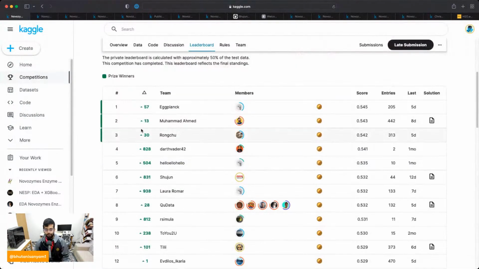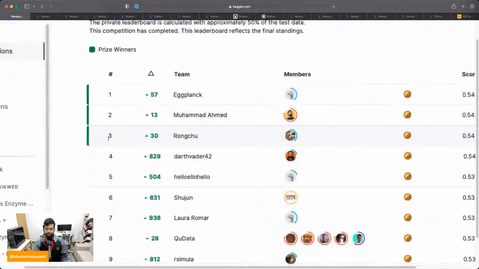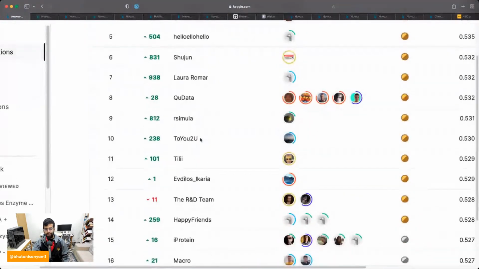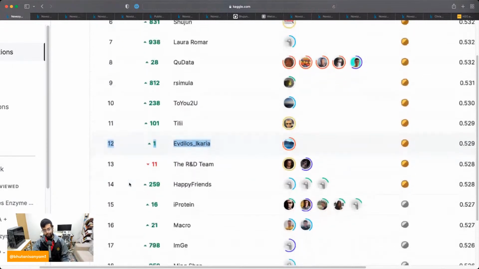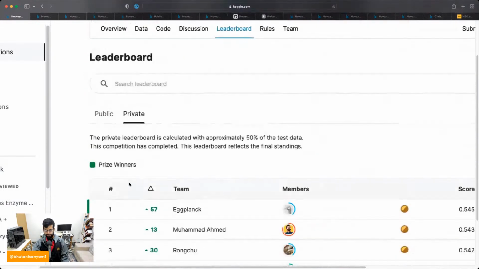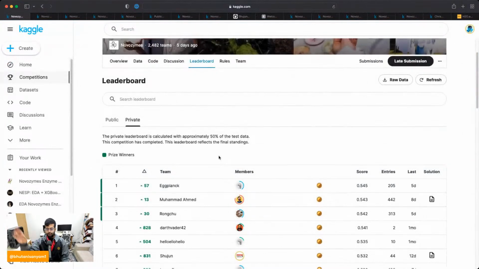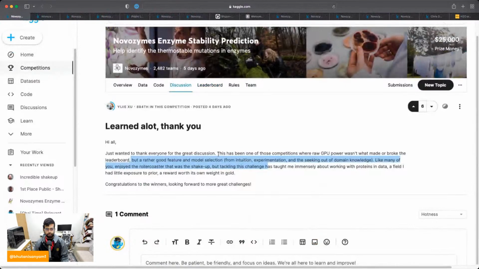So, as you can see, all the top teams were up and down by at least more than 100 positions in some cases. One for this particular team, but for everyone else, it was a large shakeup. And if you start reading solutions, you'll see that it wasn't just luck for all the top finishers.